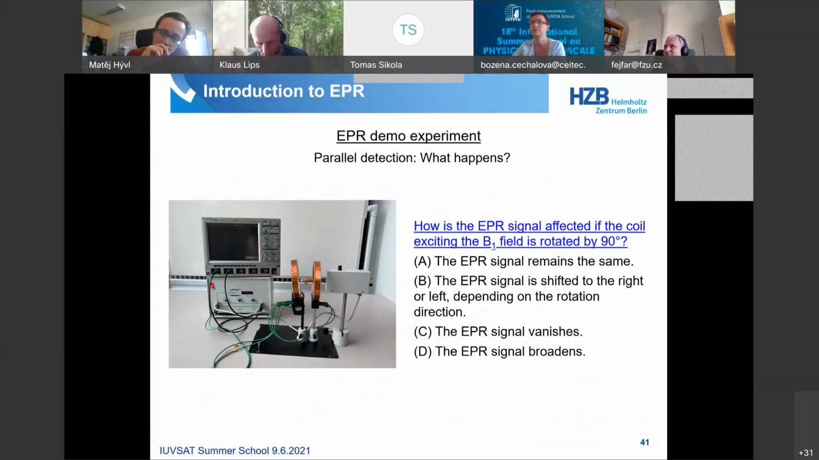How is this going to affect my absorption measurement of the EPR? Is the EPR signal going to be exactly the same because the sample is exactly the same position or almost exactly at the same position? Is the signal shifted to the left or to the right, so in frequency, depending on the rotation direction, whether I moved it from the left to the right or from the right to the left? Does the EPR signal just vanish? It's gone. Or does the EPR signal broaden? So 4 possible answers.